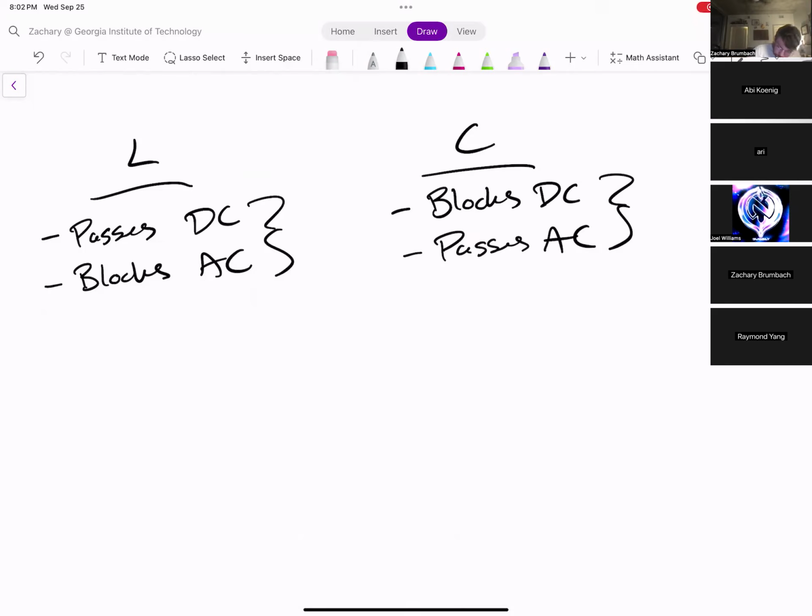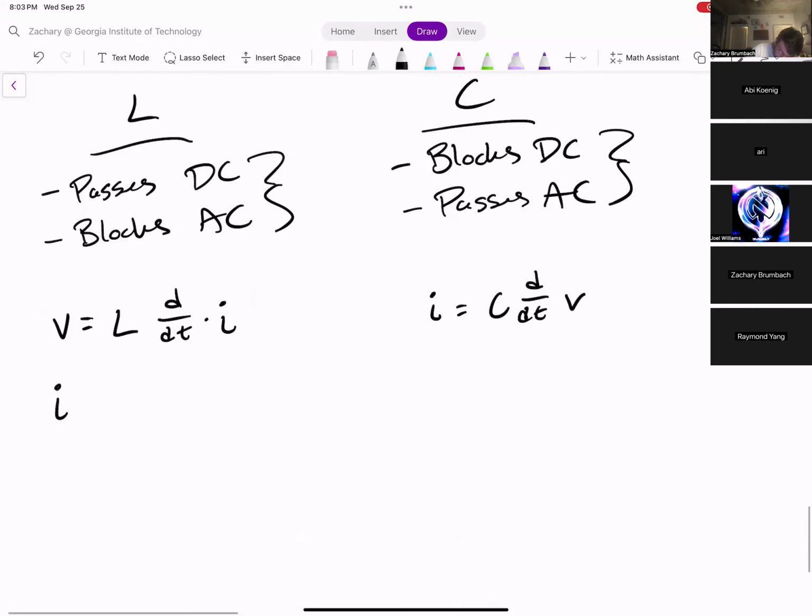For an inductor, the voltage is defined as the inductance times the time derivative of the current. For the capacitor, it's the exact opposite. The current is defined as the capacitance times the time derivative of the voltage. Yes. Current is zero. Current is constant. We have no voltage. Yes, good.